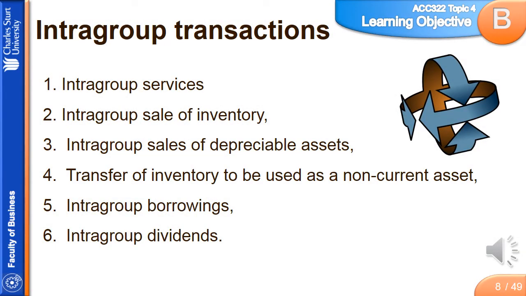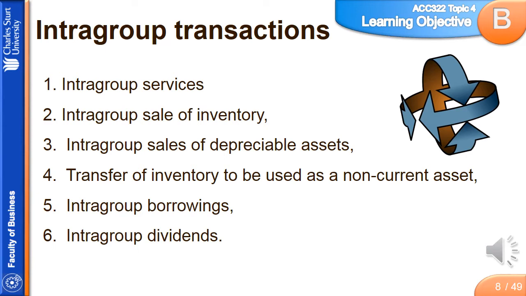Learning objective B, prepare appropriate consolidation journal entries to eliminate the effects of intragroup transactions and balances. And this will be pretty much where the bulk of the work is done in this topic. So there are 6 types of intragroup transactions that we're going to look at here.